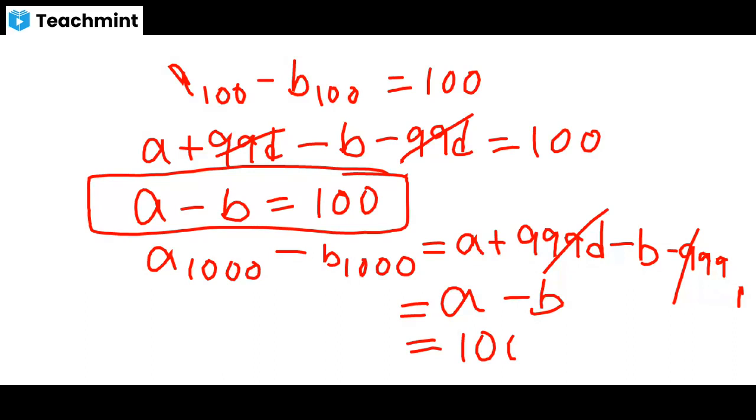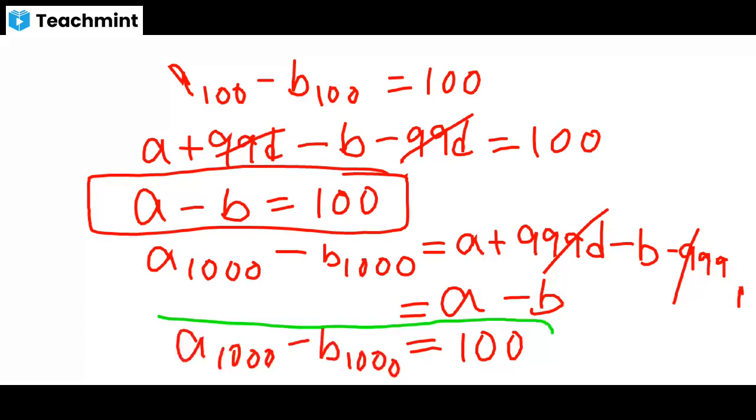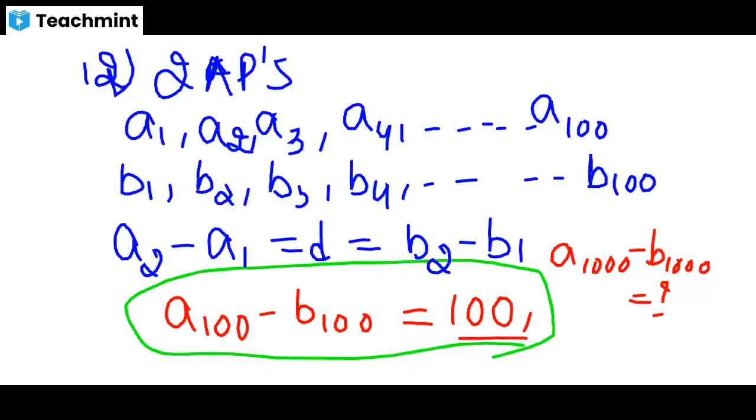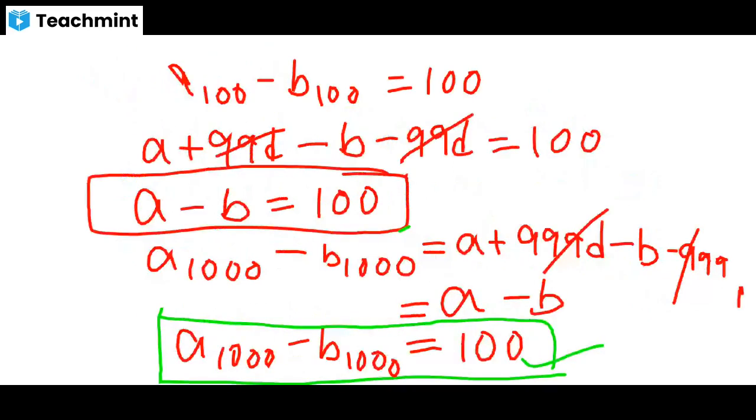Understood? So in this way you should solve this problem. The difference between the 1000th terms is also 100. You can just guess the answer. If you take the difference of the first terms, you get 100. If you take the difference of the 100th terms, again you are getting 100 itself. And if you take the difference of the 1000th terms also, you are getting 100. Whatever terms you take, the difference is 100 itself.